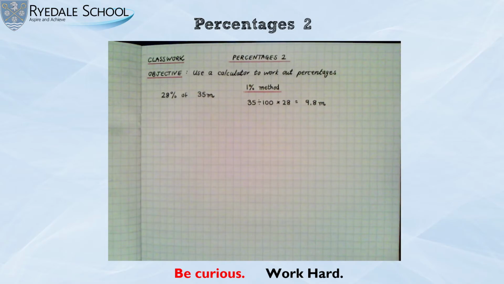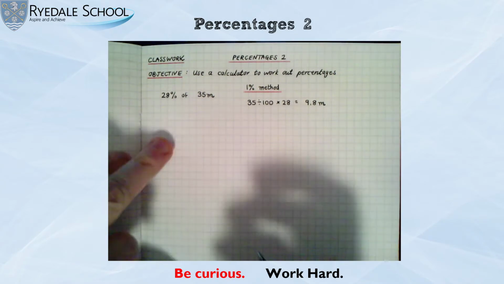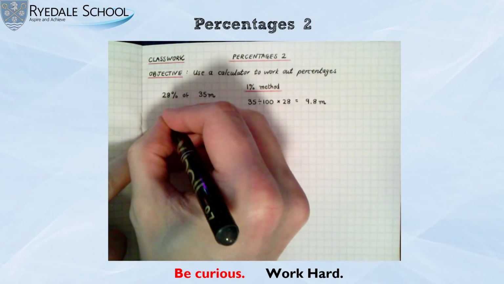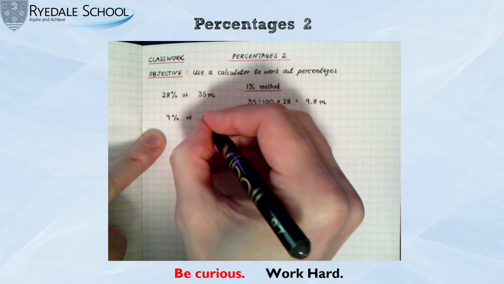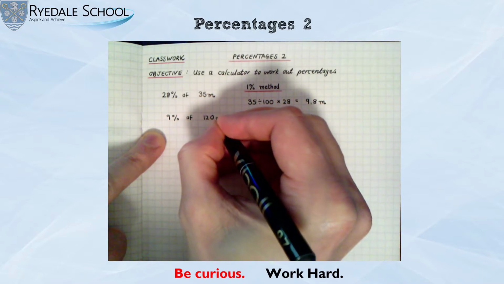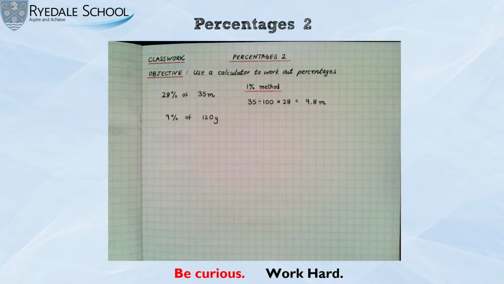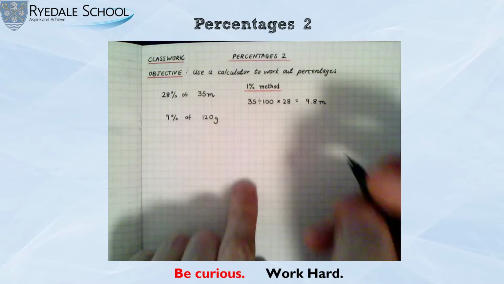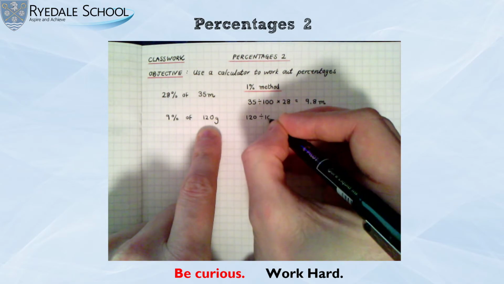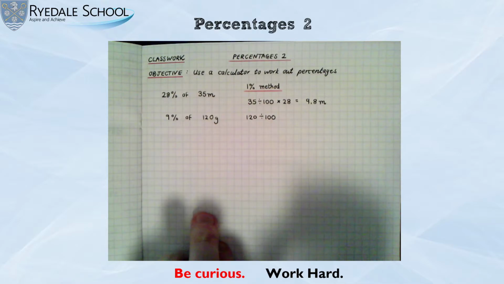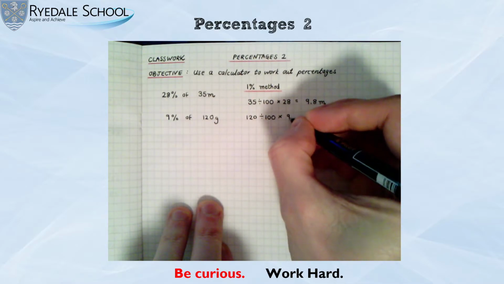Okay, let's look at another question using the 1% method. So this time I'm going to pick 9% of, let's have 120 grams. So the same idea, 9% of 120 grams. Well, if I wanted 1%, I would divide my quantity by 100. And then I need to multiply by the percentage that I need, which is 9.